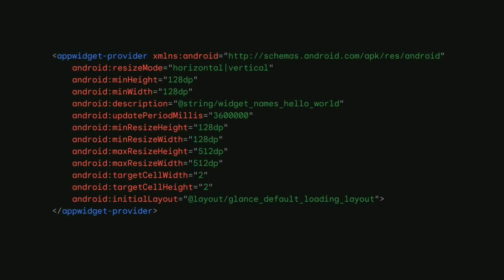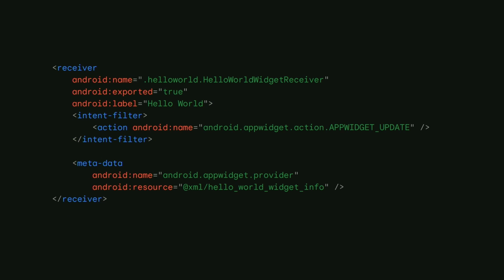The final resource we must create is our app widget provider info XML file. This file is placed in our project's XML resources directory and is referenced in a receiver entry in your Android manifest. For our widget, we will be using an initial layout provided by Glance, allow resizing, configure our size constraints, and set up a refresh period. Our application can always refresh our widget outside of this refresh period as well.